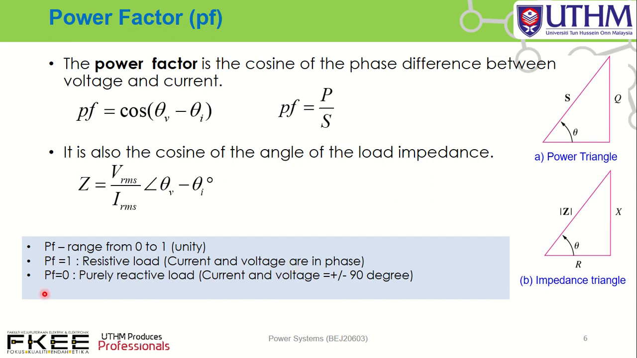Let's say if we have a power factor equal to 0, we call it a purely reactive load. Purely reactive load, either L or C, means that the difference in angle between current and voltage is equal to either plus or minus 90 degrees.